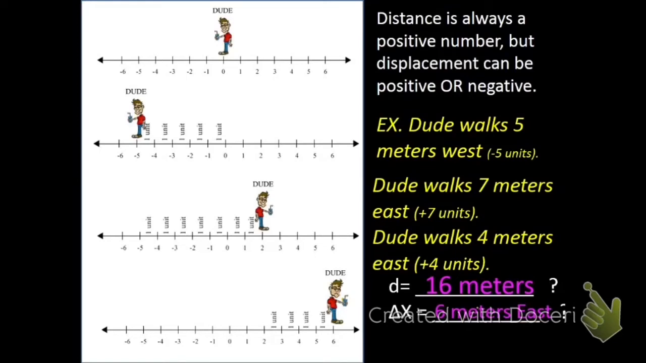We can just simply look at the number line that we've been keeping track of, or we can add up all of his distances but take into account the direction. So west was negative and east was positive. So -5 plus 7 plus 4 gives me 16. And that illustrates the difference between distance and displacement.